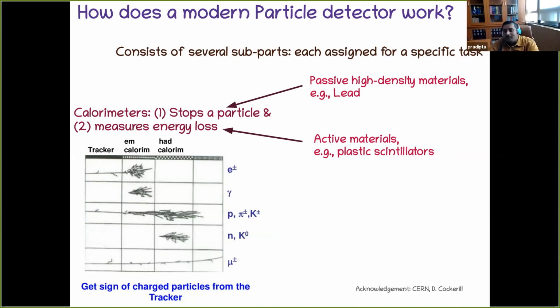And definitely, for these two parts, we need two different kinds of materials. One, a high density material to stop the particle, and second, some active material which is going to measure the energy loss and thereby offer us a chance to reconstruct the particle energy. Here I just give you a schematic diagram of what is happening inside these two parts. This tracker is something that I just discussed in the last slide.